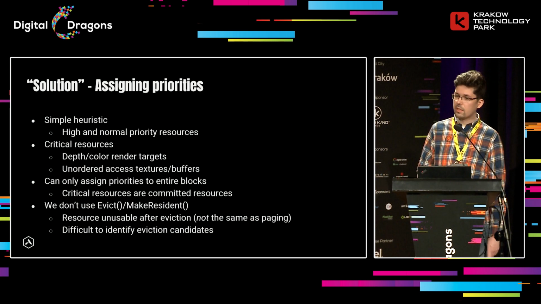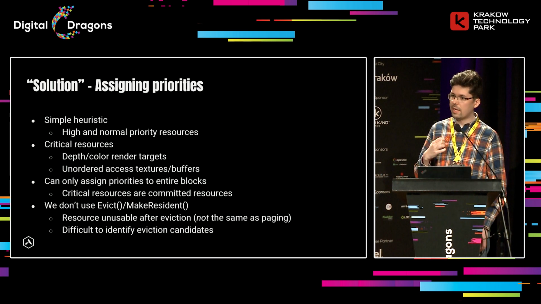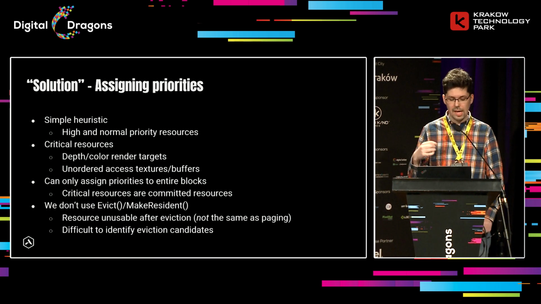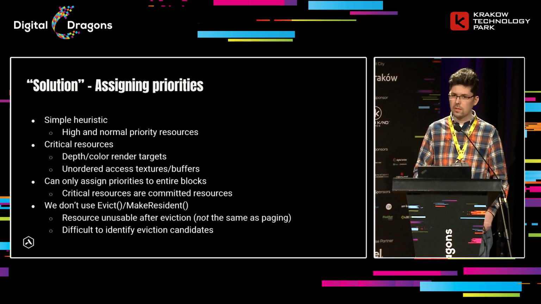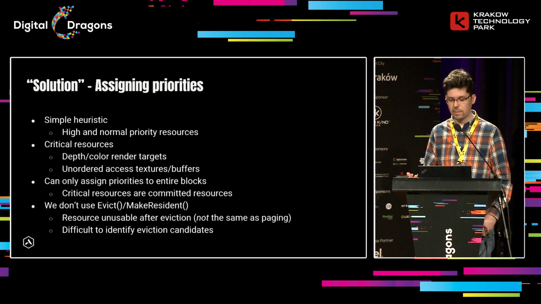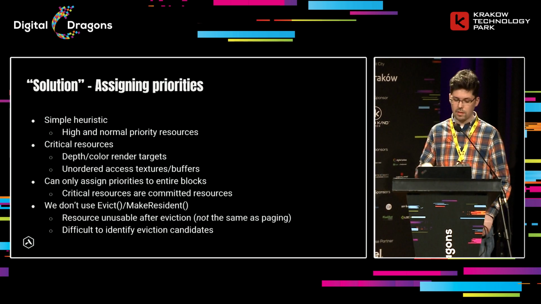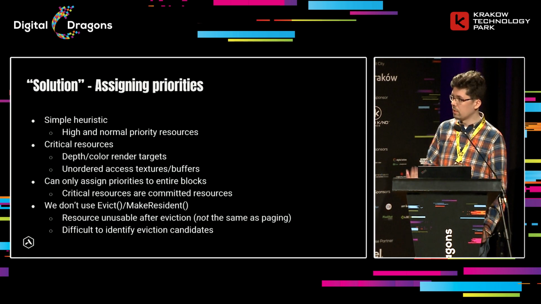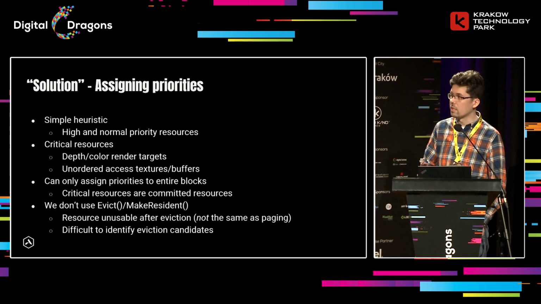In our case, we don't actually use evict and make resident. The reason for this is that they are quite different from paging. Once you've done evict on a resource, you can't actually use it at all. It's not the same as if it's just been migrated to system RAM. And because they are completely unusable after you've evicted them, and you would need to call make resident to use them again, it's really difficult to identify good candidate resources for eviction.